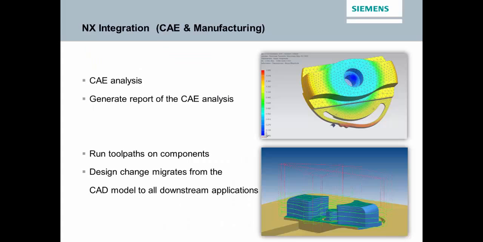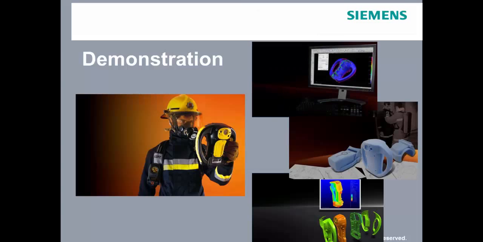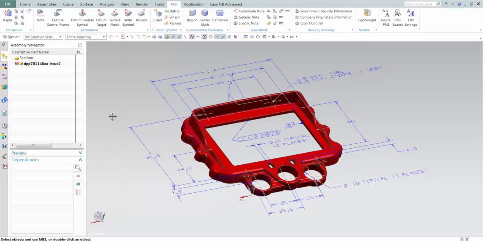When we look at this, here's what to look forward to in the next section of the demo. I'll do a little CAE analysis, to give you an idea of analyzing that plastic part we just looked at. We'll generate a report as well. And then we'll go into CAM and look at toolpaths, ones that already exist, but we're going to go back and make a design change to that part we started with and see how that ripples down through the applications. So let's go out and take a look at that.